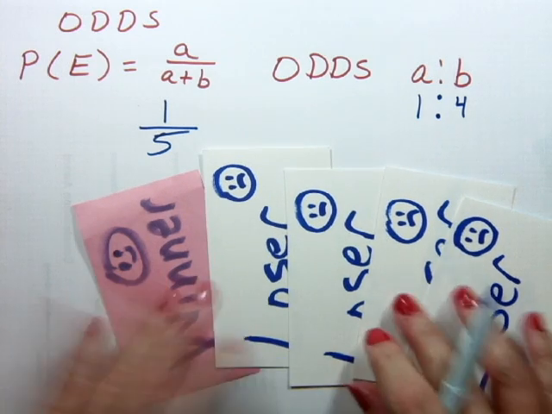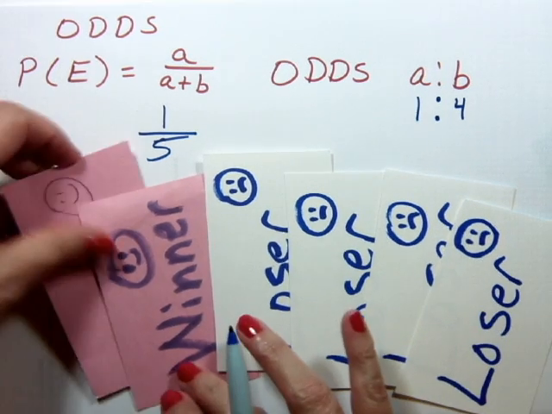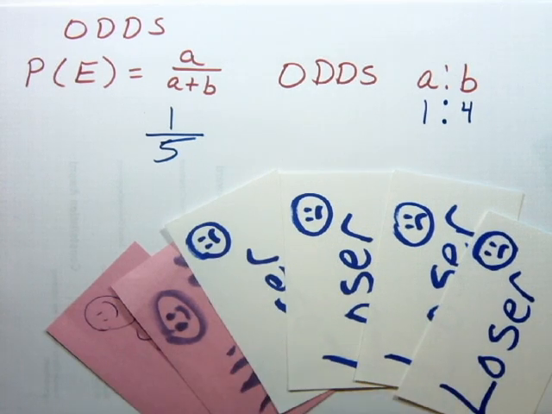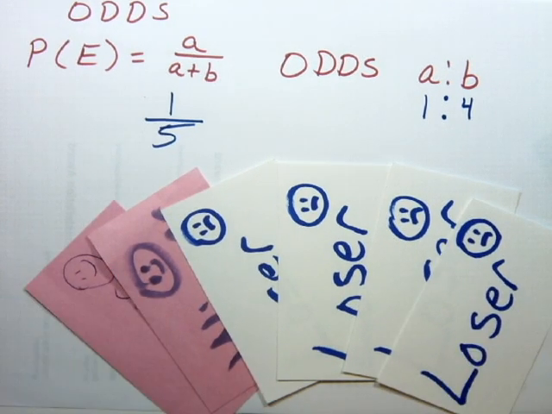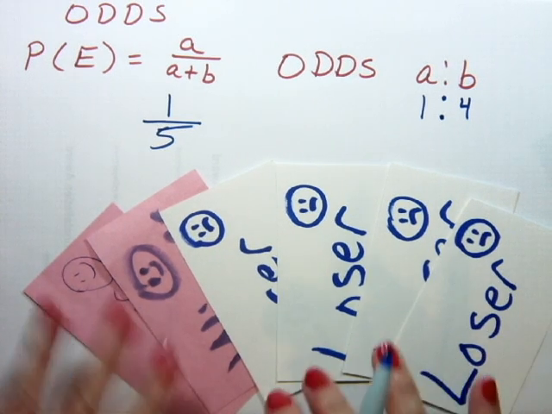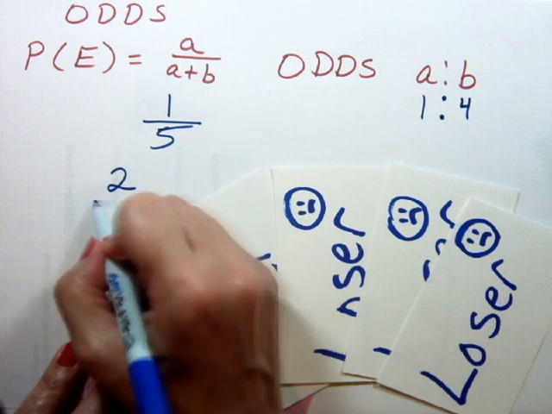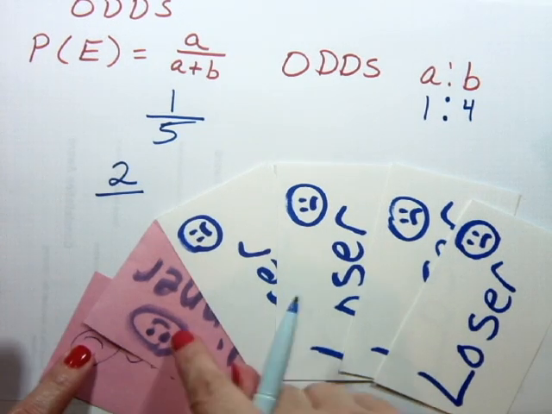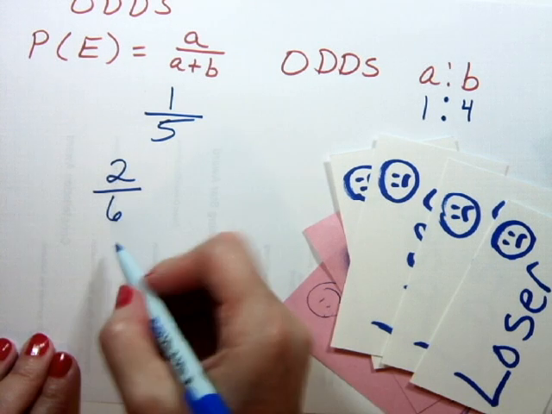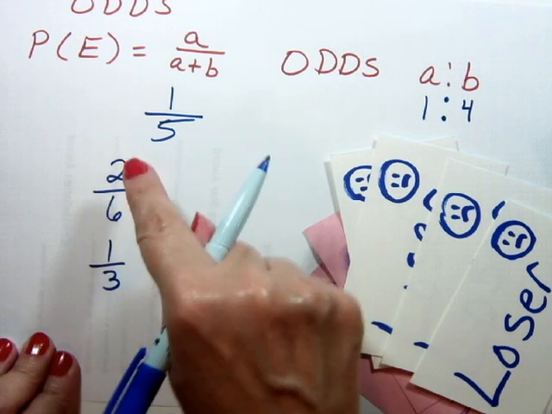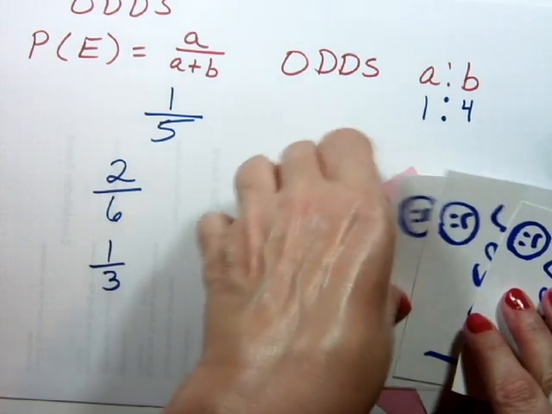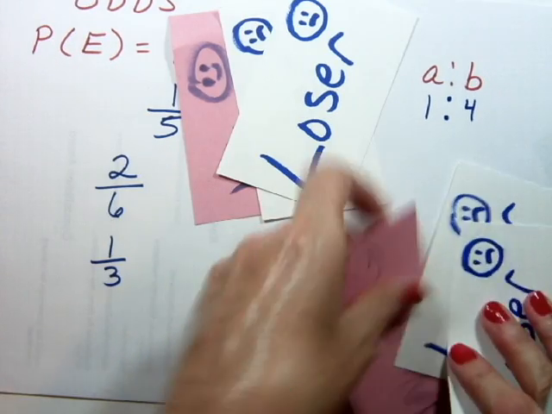Now, what if I add another winner? Let's look at the probability of winning this jackpot. Well, if I throw these in the hat, the probability of you winning would be 2, because there's 2 winners, out of 1, 2, 3, 4, 5, 6 tickets total. Your probability of winning is 1 out of 3. So 1 out of every 3 tickets are winners.